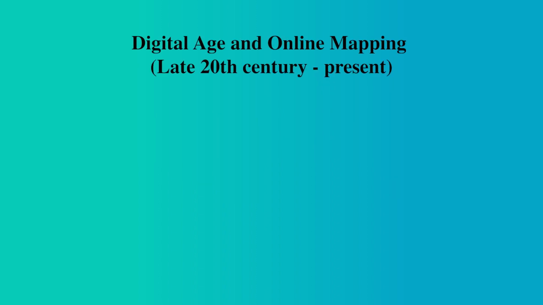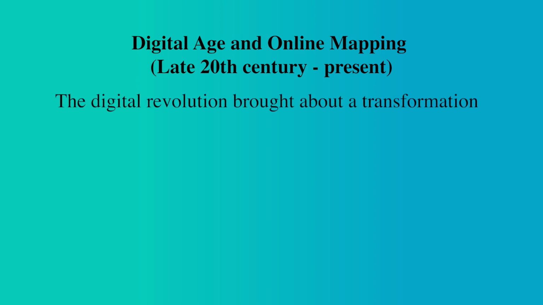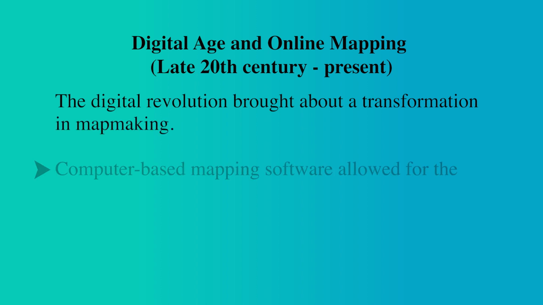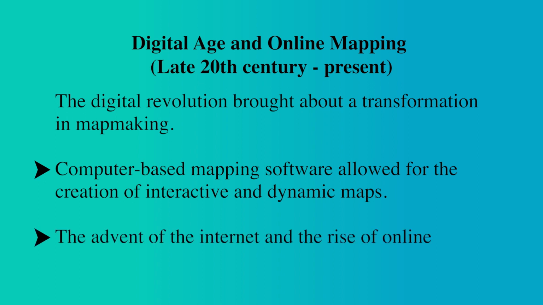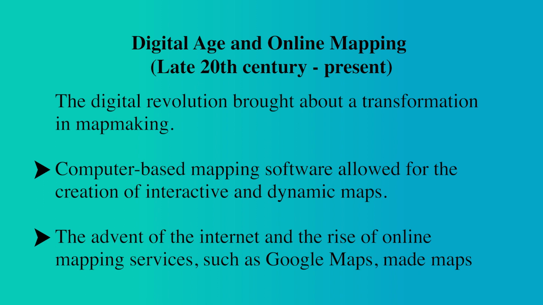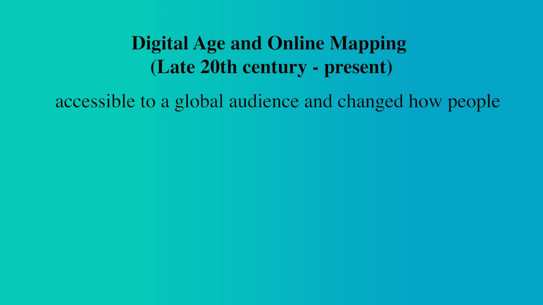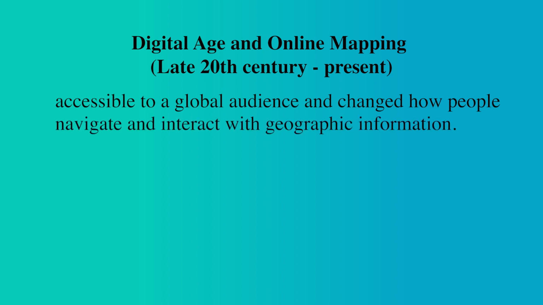Digital age and online mapping, from the late 20th century till present time. The digital age and the map making revolution brought about a transformation in map making. Computer based mapping software allowed for the creation of interactive and dynamic maps. The advent of the internet and the rise of online mapping services such as Google Maps made maps accessible to a global audience and changed how people navigate and interact with geographic information.